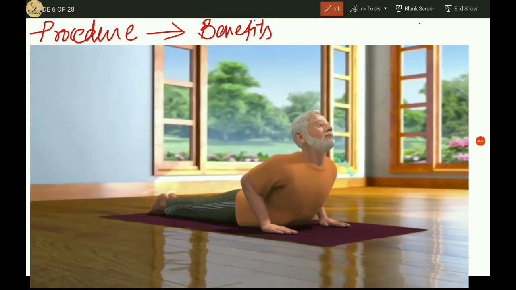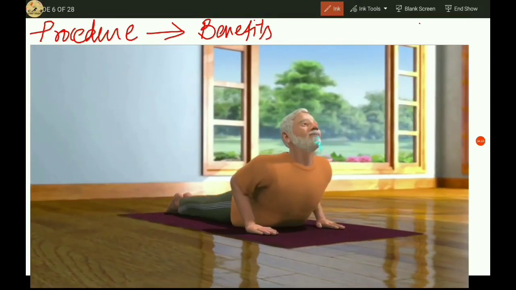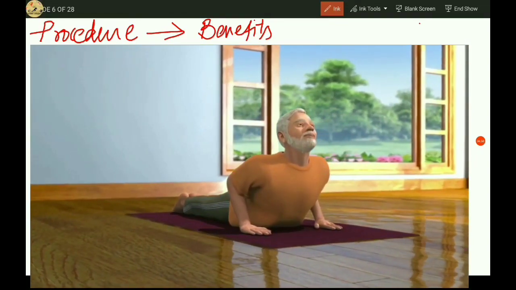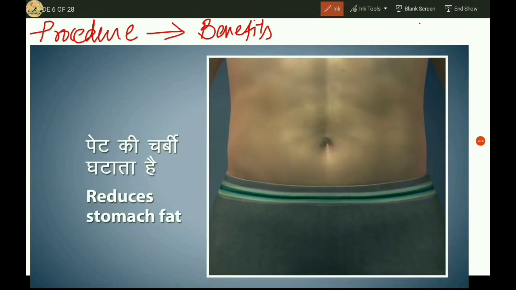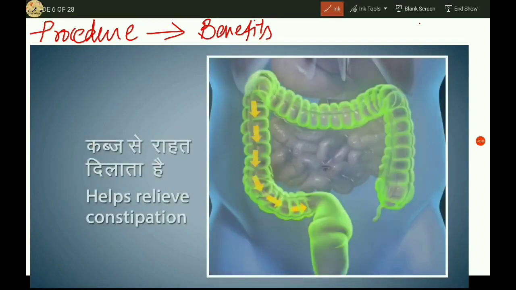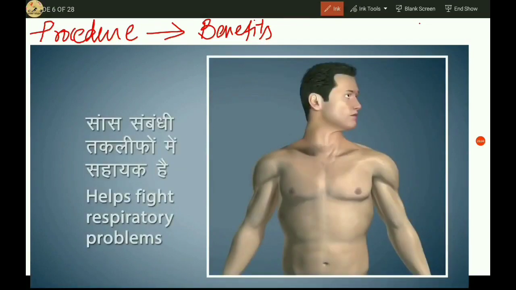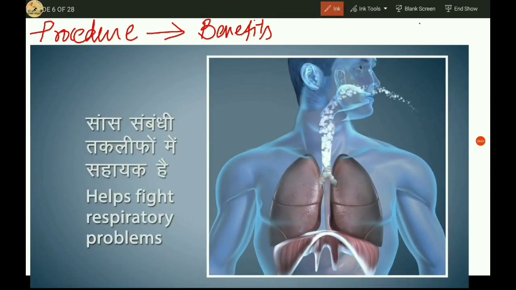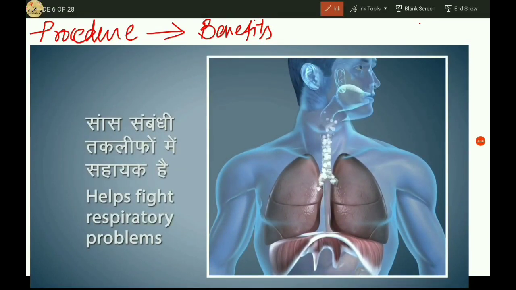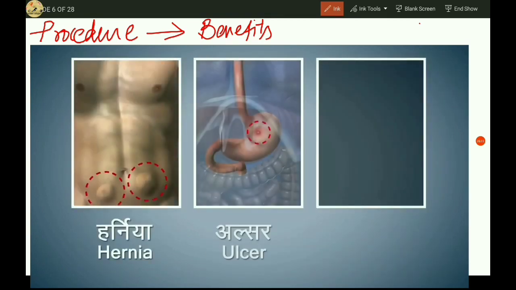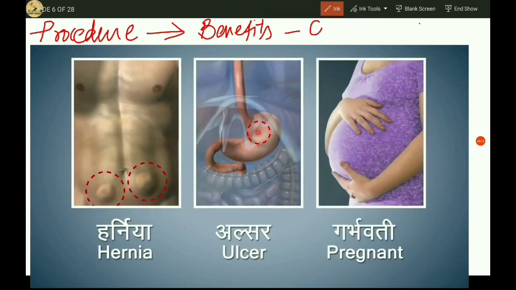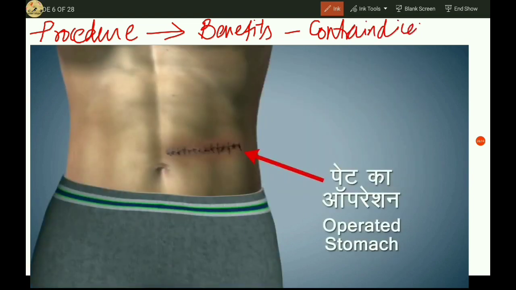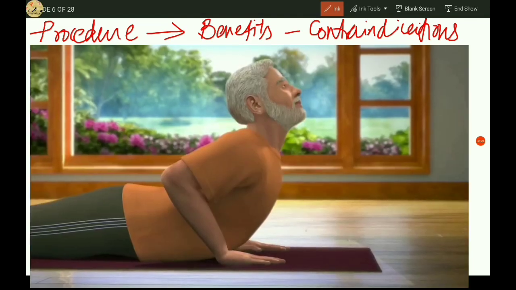And the benefits? Practicing this asana regularly gives relief from incessant back pain. Bhujangasana reduces stomach fat and provides relief from constipation. This asana also helps in providing relief from breathing-related problems. Patients suffering from hernia or ulcer and pregnant women should refrain from doing this asana. If you have just had a stomach operation, then you should refrain from doing this asana for at least 3 months. These are the contraindications.